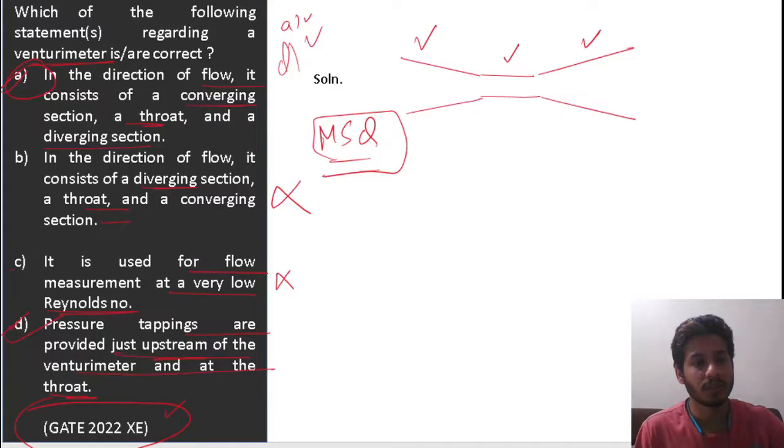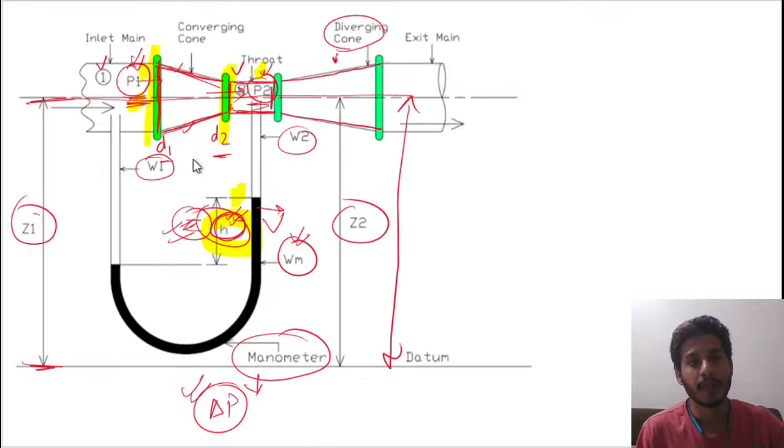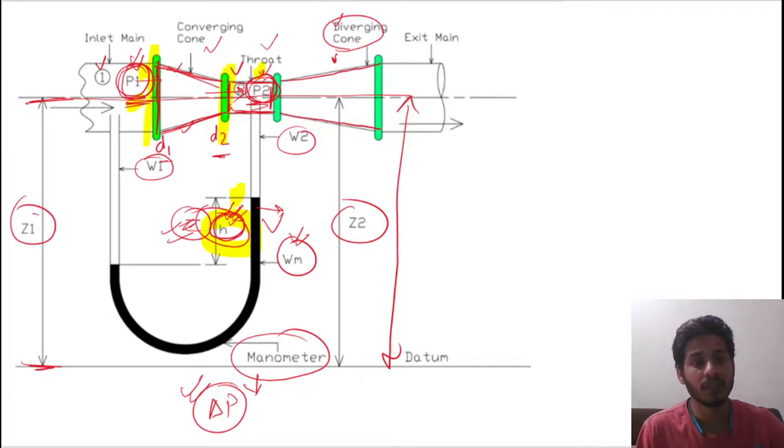So you can see this part. First there is a converging section, then throat, then diverging section. Then there are pressure tappings, obviously, at this section, P1 and P2. Why? To calculate the difference H in elevation so that we can calculate the value of discharge.